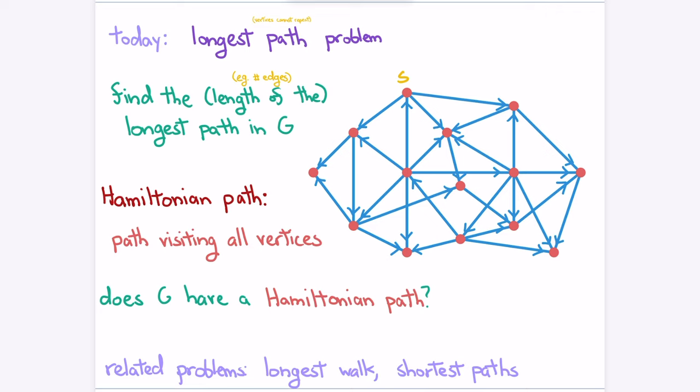A special case, I mean, there's something called a Hamiltonian path. This is a path that visits everything. A Hamiltonian cycle, some cycle that visits everything. These are all kind of very similar problems. So you might ask, okay, does G have a Hamiltonian path?